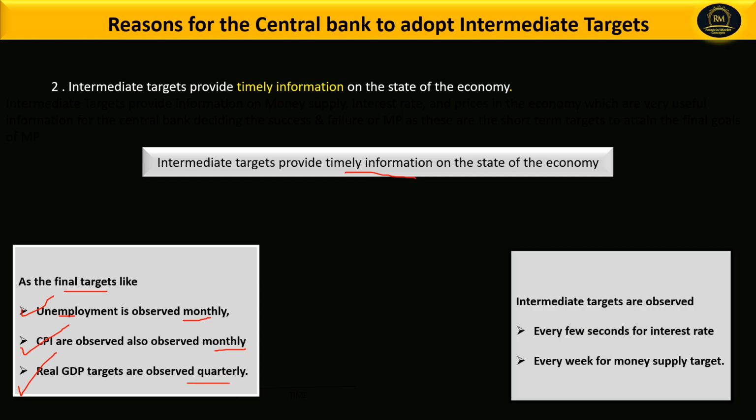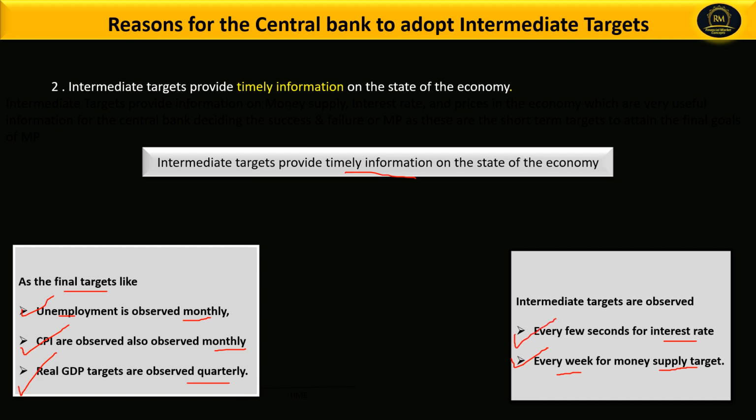But if we see the intermediate targets, the information with respect to money supply or with respect to interest rate is observed for a very short period of time. Like information on money supply target is observed every week. Information on interest rate can be observed even for a second or a day or overnight.